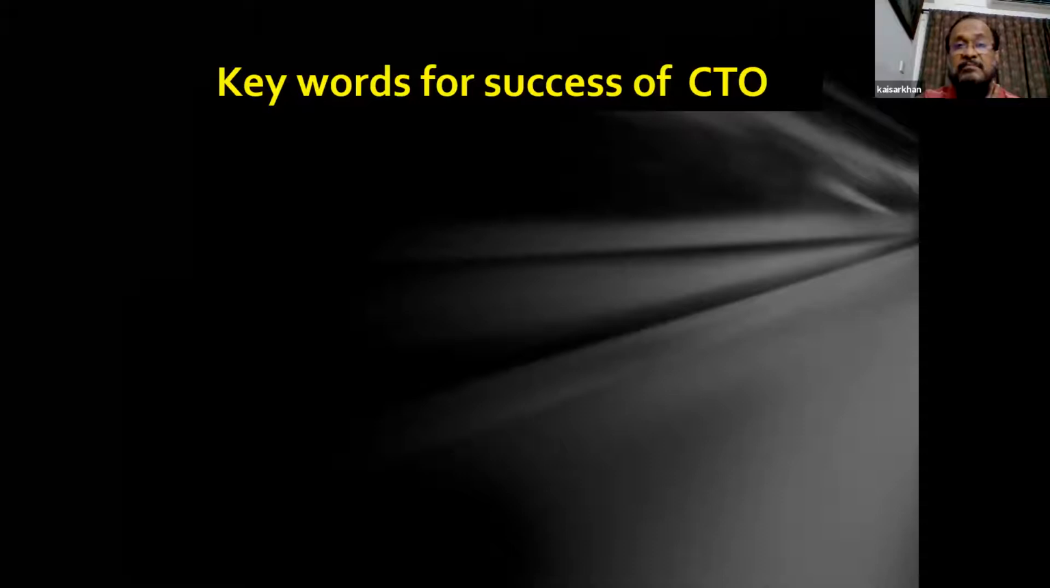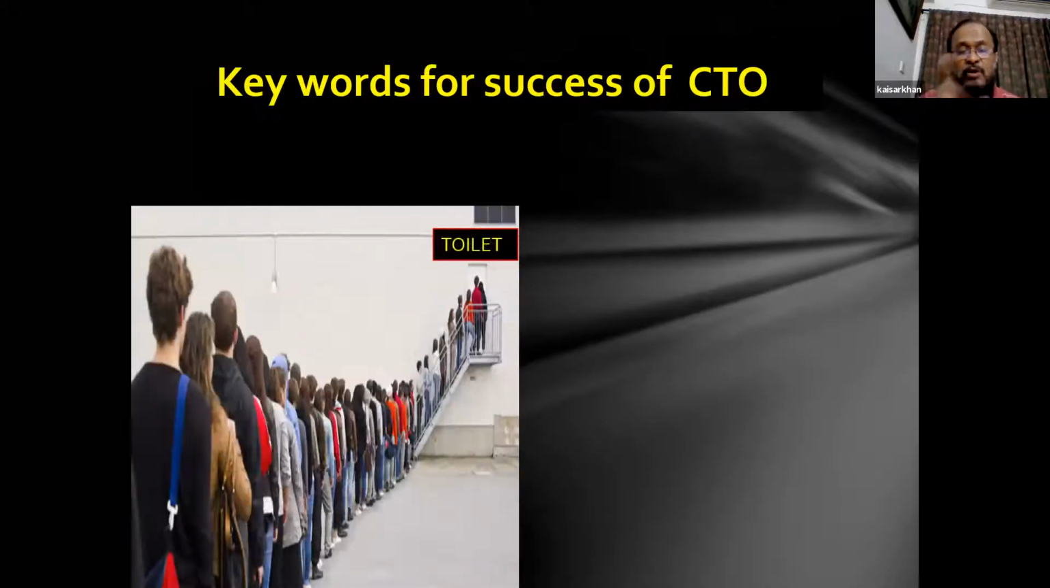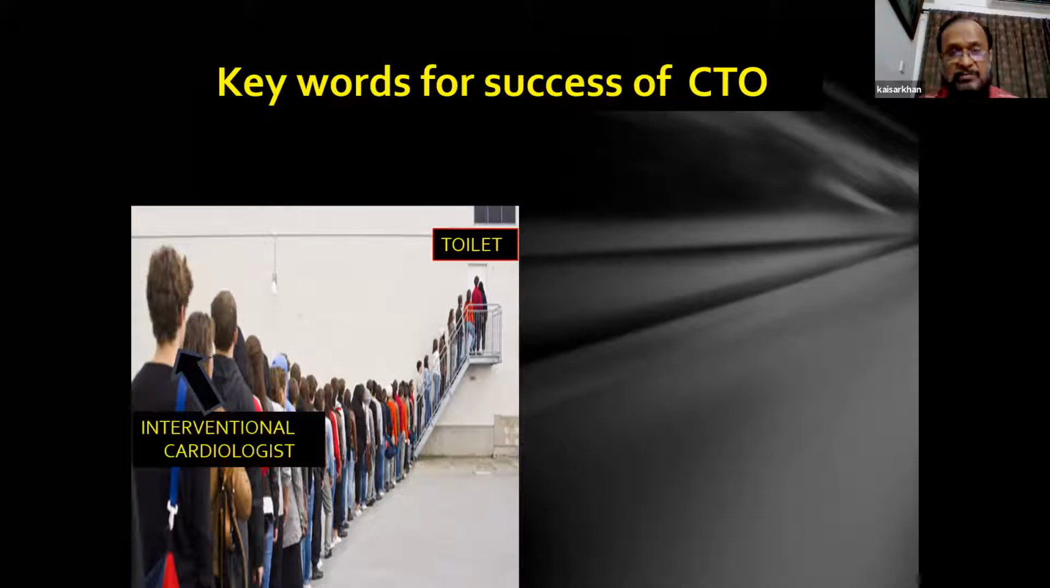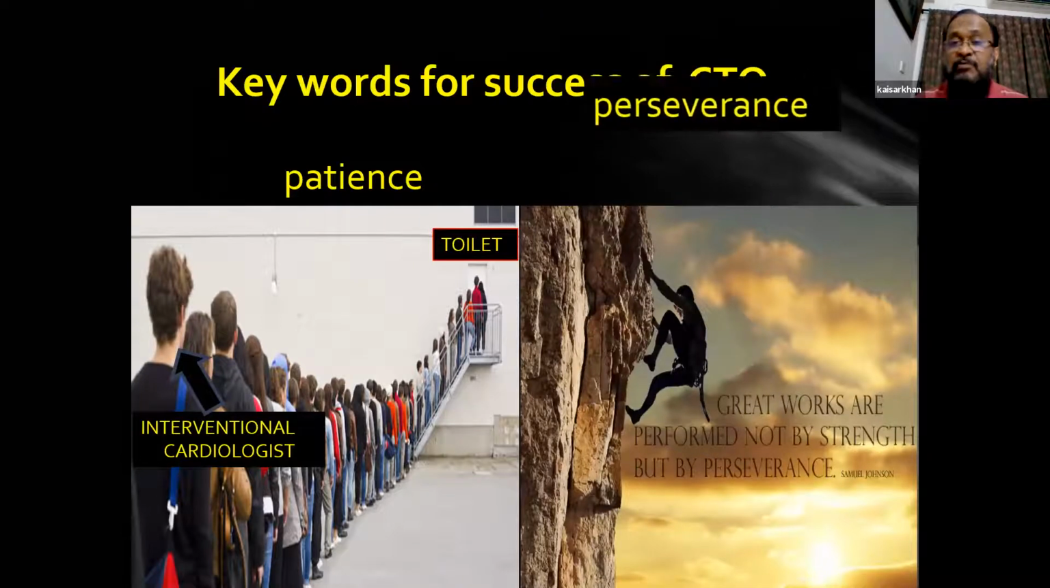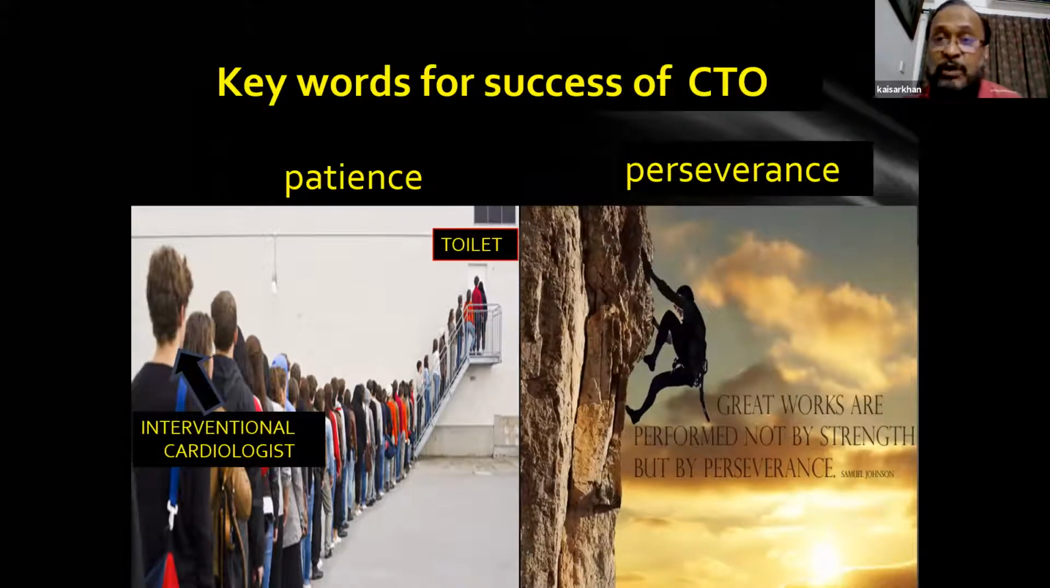And it's my last slide, which I always show: keywords for success of CTO. So you're in a long queue to pee. And of course, you're the last person in the queue, the interventional cardiologist. To reach the toilet, you have to have patience. And you're climbing up a mountain, and to reach the top, you need to have perseverance. So patience and perseverance are the keywords for success of CTO.